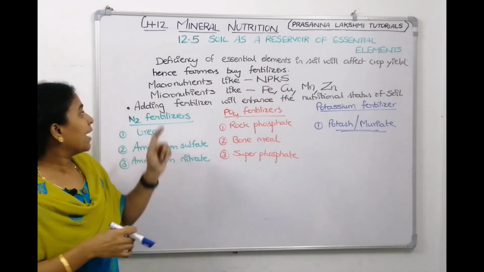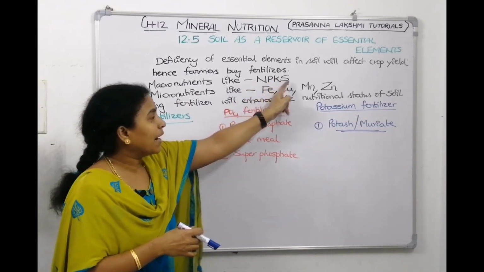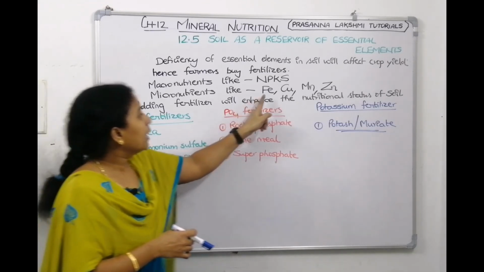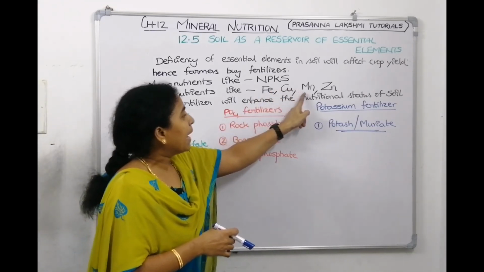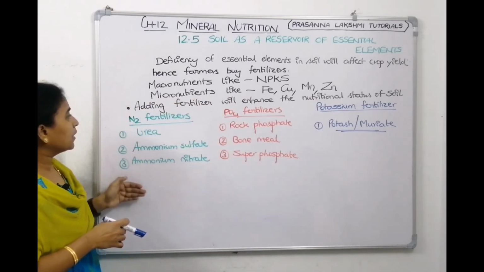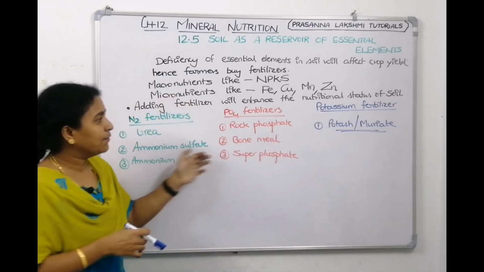Usually fertilizers have which macronutrients? Nitrogen, phosphorus, potassium and sulfur. Which micronutrients are present in fertilizer? Iron, copper, manganese and zinc. Some commercial names of nitrogen fertilizers, phosphate fertilizers and potassium fertilizers I have listed here.